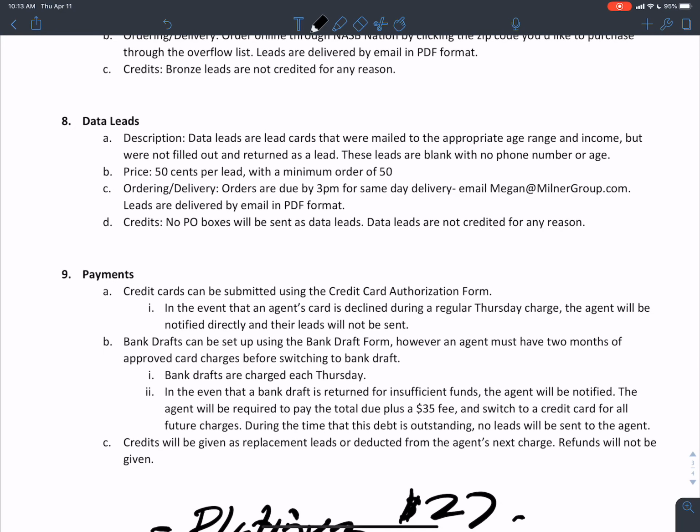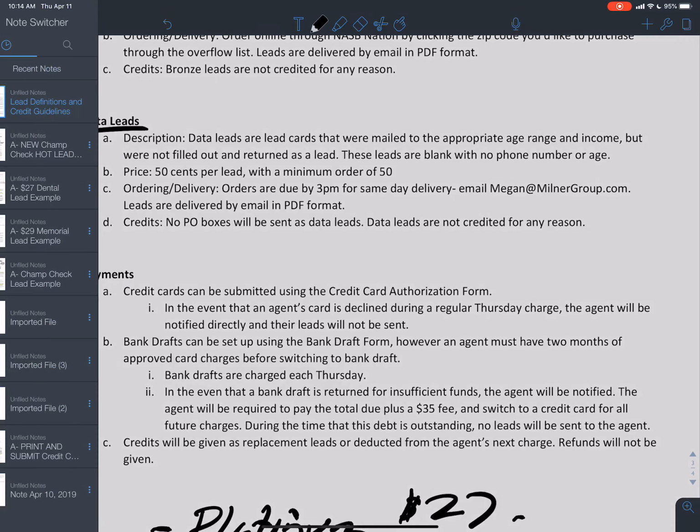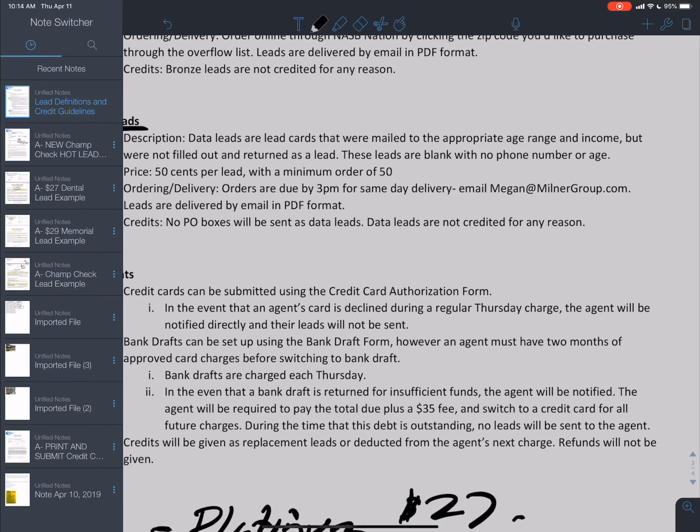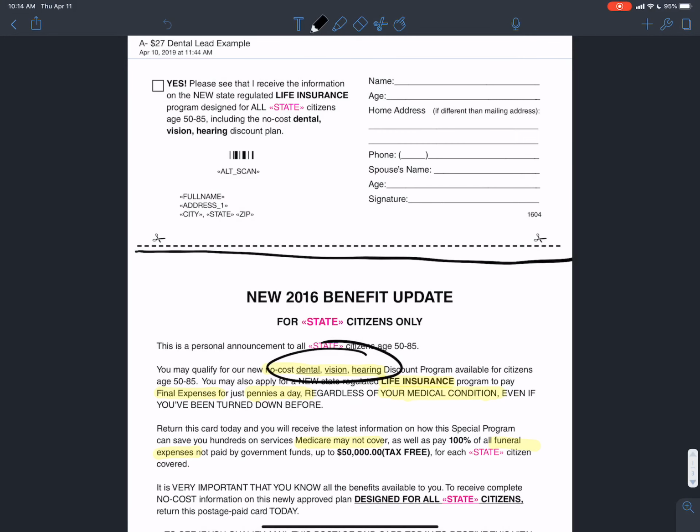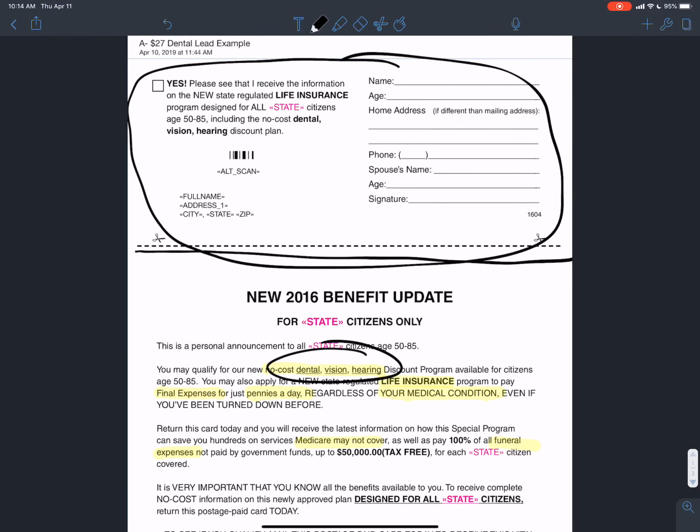Kind of moving on, data leads. Okay, if I have an agent that's willing to work these, I will buy some for them. All it is a blank lead card. So when you get a data lead, let me find it. It'll be just this part. It'll look just like this. It'll just be a blank lead but it'll have the person's name, address, state, city, zip code on there. But it'll just be a bunch of blank leads.